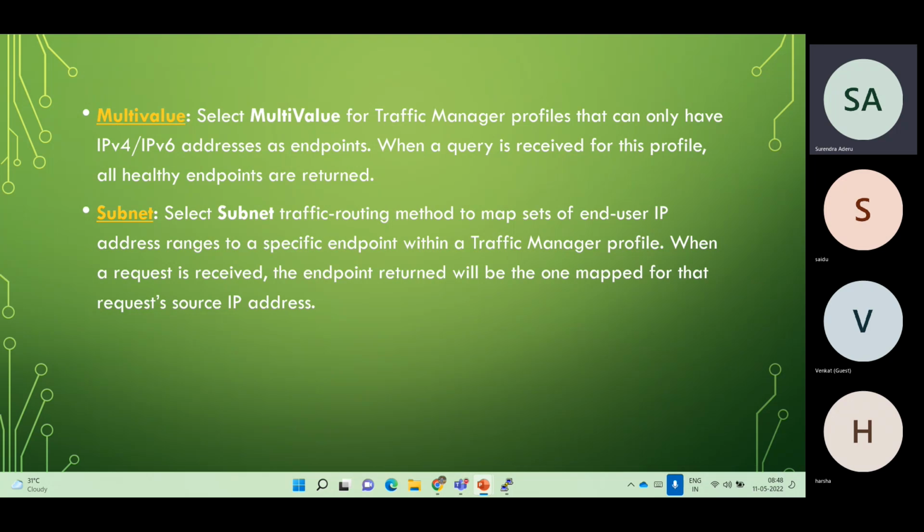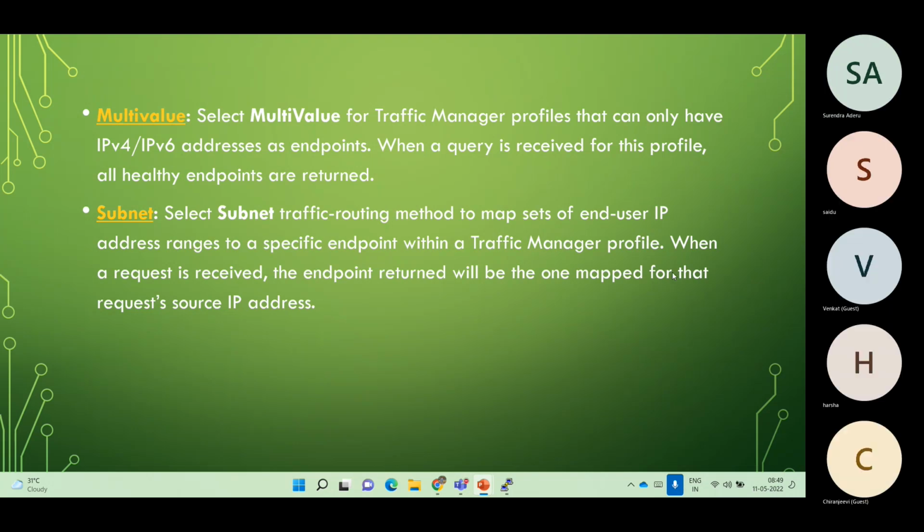Next one is subnet. This is the traffic routing method that routes the traffic based on the end user's IP address range, right? If the IP address of an end user is coming from this set of IPs, then in the backend it is served from this endpoint. So I can decide based on the IP address you are coming from, right? That falls under subnet as a routing method.